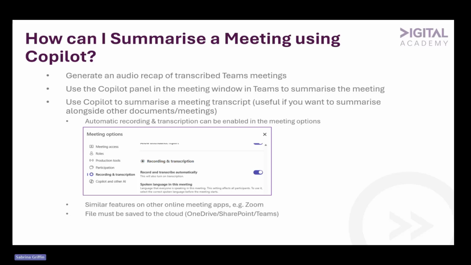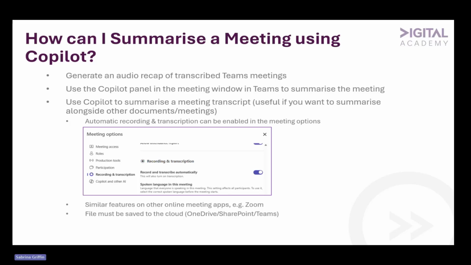We can use the Copilot panel within the meeting window in Teams to summarize the meeting. So again, after the meeting has taken place, as long as it's been transcribed, there's a Copilot option where we can go in and maybe again ask it to summarize the meeting or ask it particular questions about what's taken place and what's been said within that meeting.